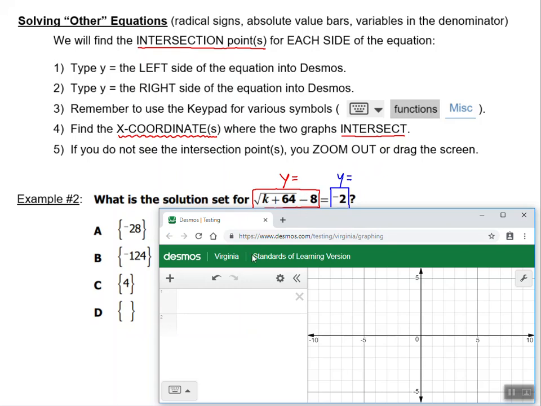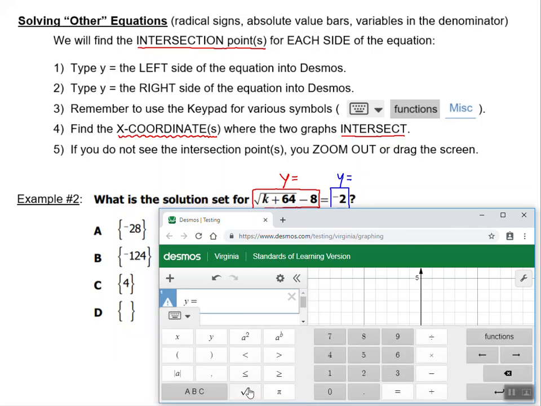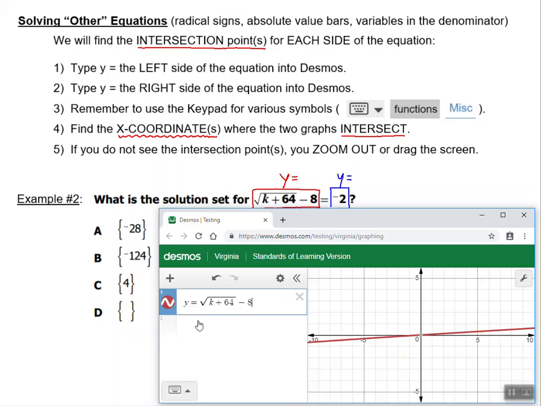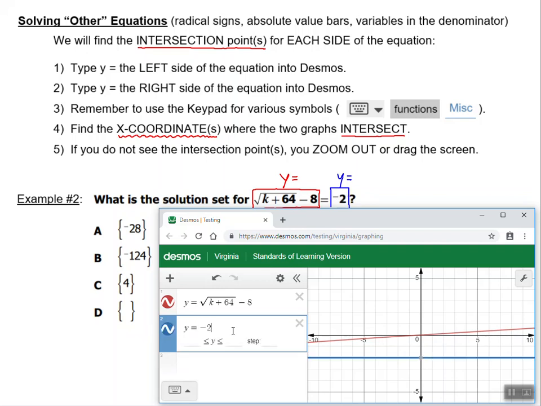I'm going to type in the left side, so I've got y equals, and it's the square root. So I'm going to go to my keypad and find the square root symbol, which is right here. So the square root of k plus 64, and then out of the square root minus 8. That's the first equation. And then the second equation is simply y equals negative 2. That's the right side of the equation.